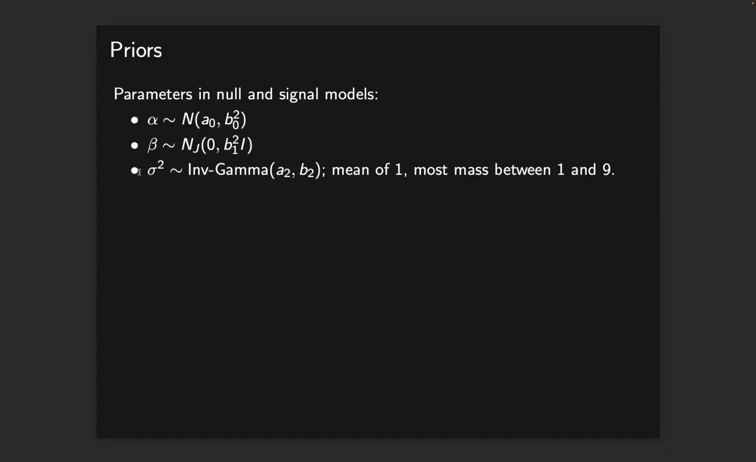Likewise, we put an inverse gamma prior on the sigma squared. So this is just keeping it positive. Here we've put our mean at 1. So we assume that our errors are well reported, but we put more weight towards values bigger than 1, suggesting that we probably underestimated our reported errors, or underreported the errors.